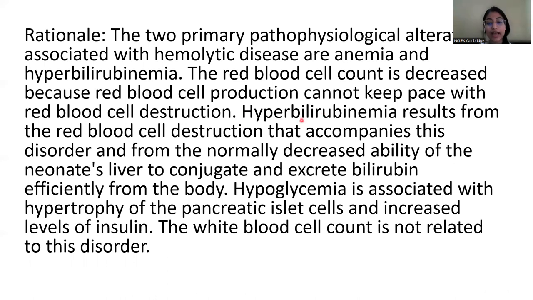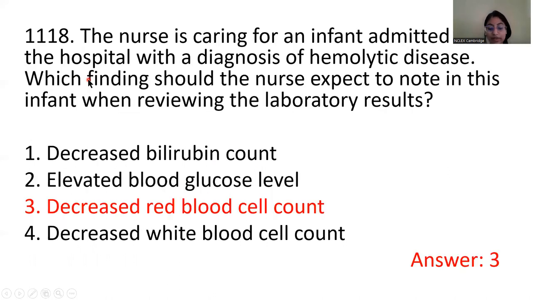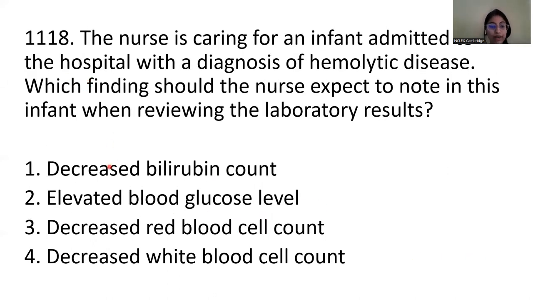So hyperbilirubinemia results from RBC destruction that accompanies this disorder and from the normally decreased ability of the neonate liver to conjugate and excrete bilirubin. When RBC are destroyed, they will form bilirubin, and bilirubin is not able to be excreted efficiently from the liver of the neonate. So this will lead to an increase in bilirubin level. So the first option is totally incorrect because there will be an increase in bilirubin level.